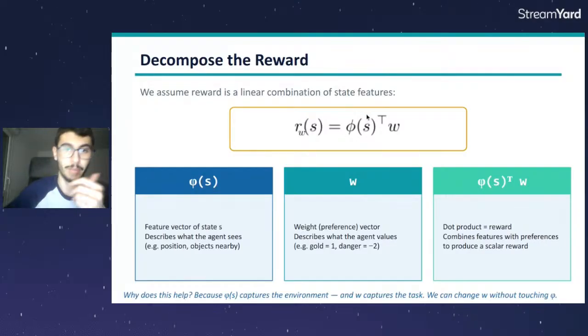And so again, by varying the task vectors while keeping phi of S the same, we are able to vary the reward functions. And this is the essence of zero-shot reinforcement learning.